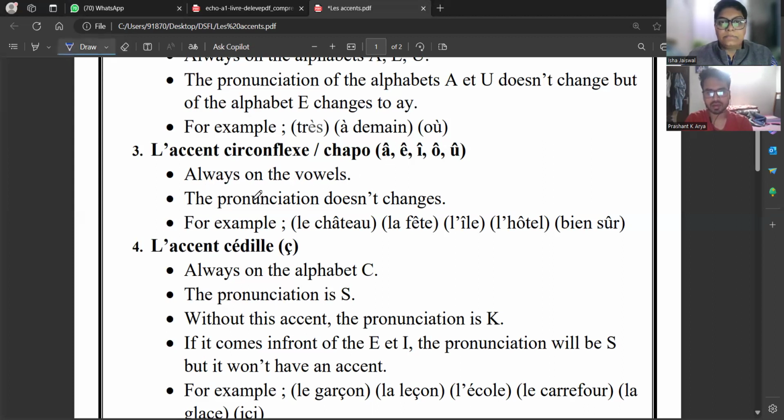Okay, then this is called circumflex, that is the big name, but the short name is chapeau. So chapeau is the common name, and we use chapeau.